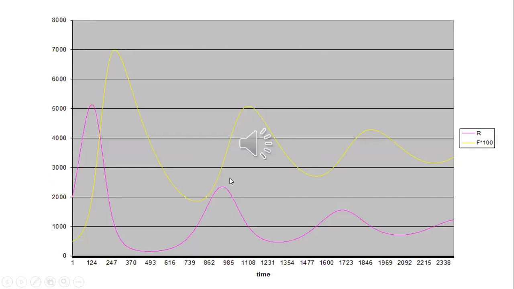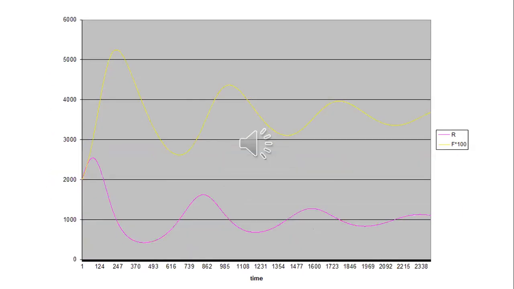Okay, here it is with initial fox population of 5. We see maybe something kind of similar to what we saw in the first slide. And here we see what happens when there's initial fox population of 20. Again, we seem to see similar kind of behavior.